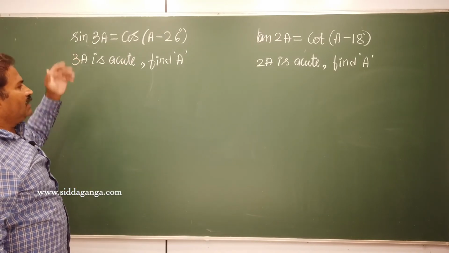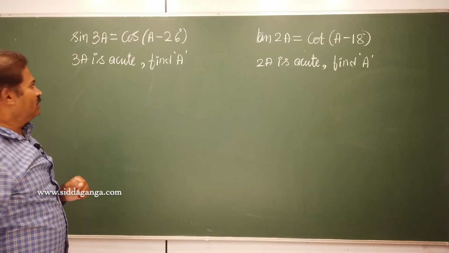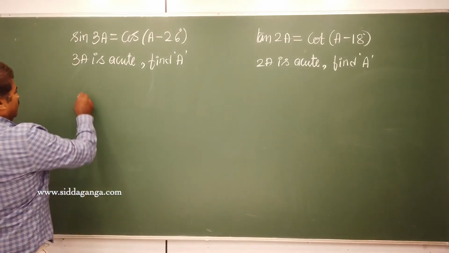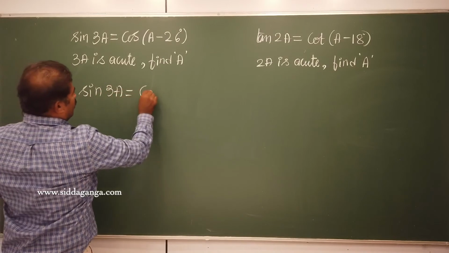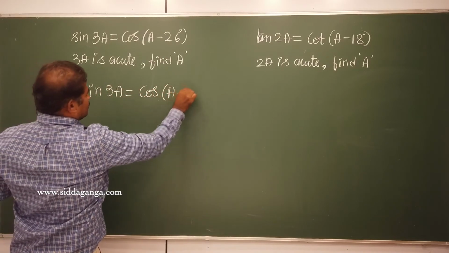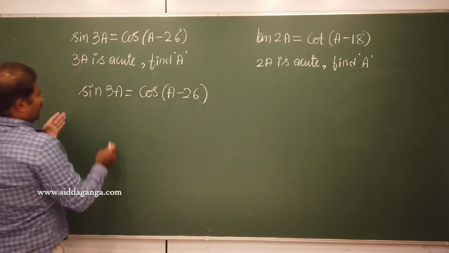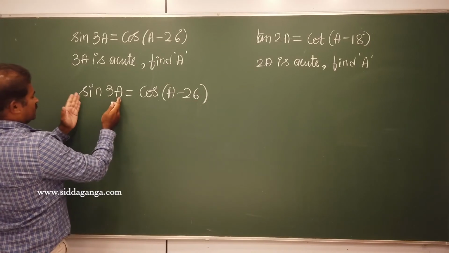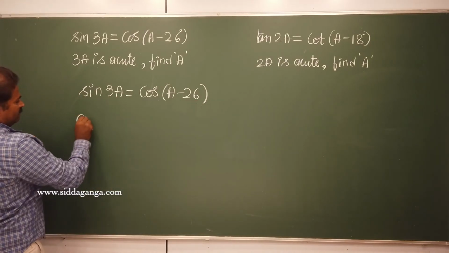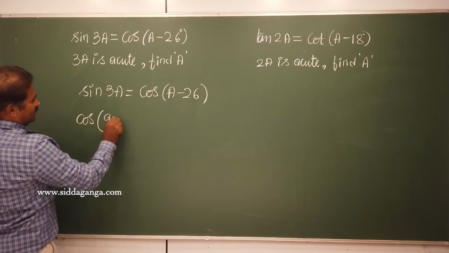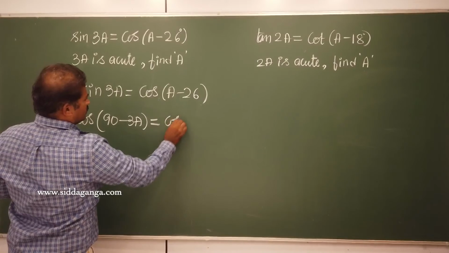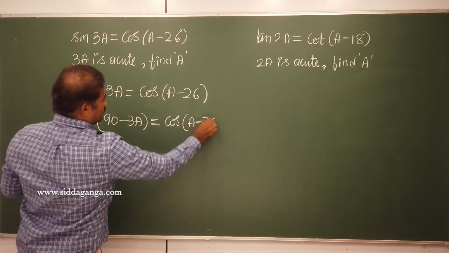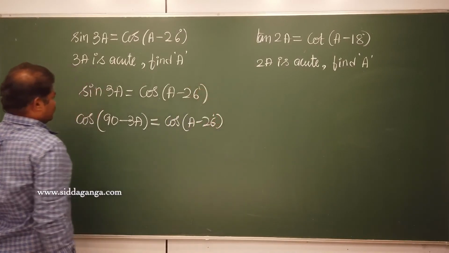So we can solve this using complementary ratios. First we'll write sin 3A is equal to cos(A minus 26). Now you can take the complementary for this. So sin 3A, what is the complementary? For sine it is cos(90 minus 3A), which is equal to cos(A minus 26 degrees).